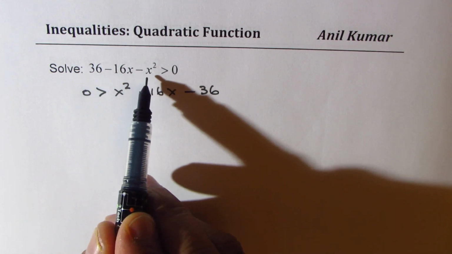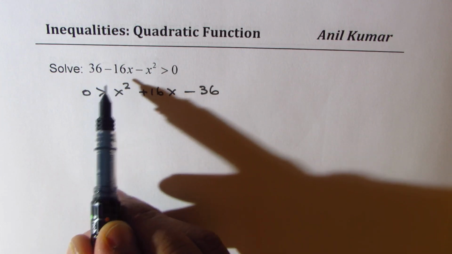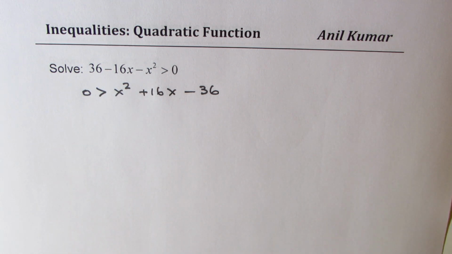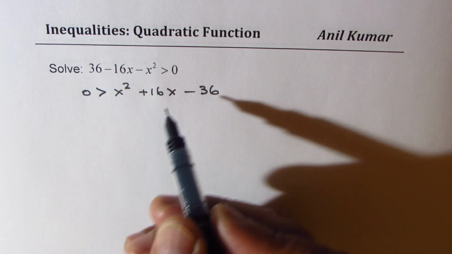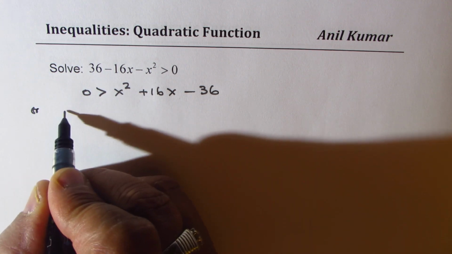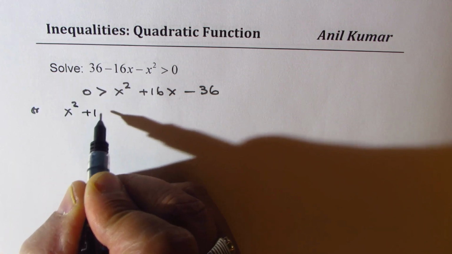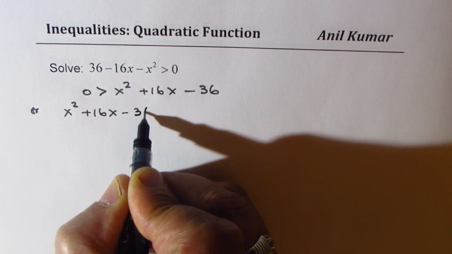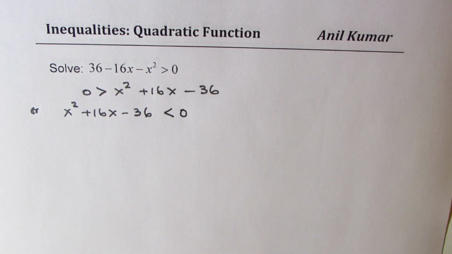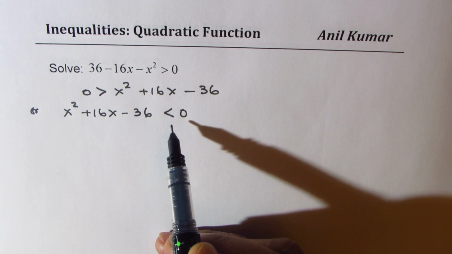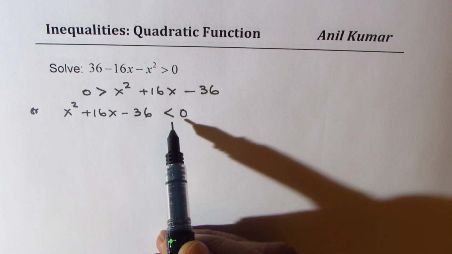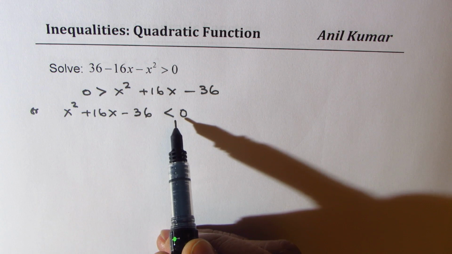So we took all these terms to the right side, leaving 0 here. 0 is greater than this, right? Or you could say x squared plus 16x minus 36 is less than 0. One and the same thing. Now when the inequality is less than or greater than, then zeros are not part of the solution, right?